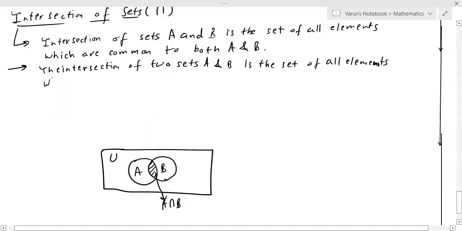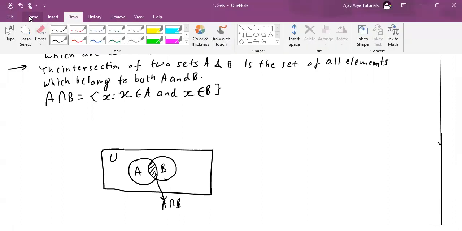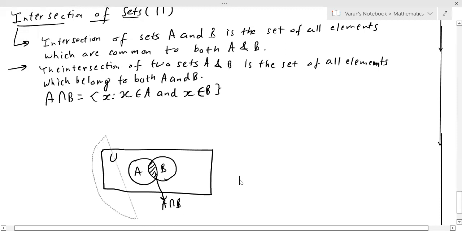Of all elements which belong to both A and B. Symbolically, you can write A intersection B is equal to X, where X belongs to A and X belongs to B. Compare this to X belongs to A or X belongs to B, which is the union, whereas if you put an and here, that is the intersection. So let's look at some properties of the intersection.